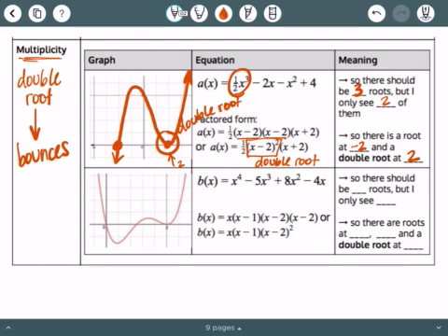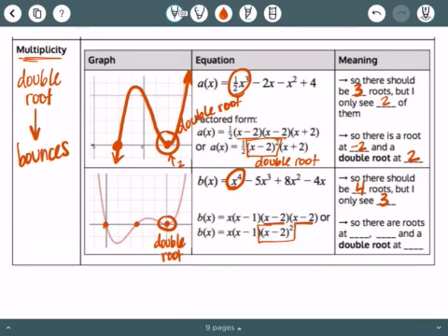Let's see if we can find another one. So here on this one, I see that there is a solution there, a solution here, and a double root here. I know that that's a double root because it doesn't pass through, it bounces. According to the fundamental theorem, there should be 4, but I only see 1, 2, 3, right? That means that there is a double root. I know that it's right here.